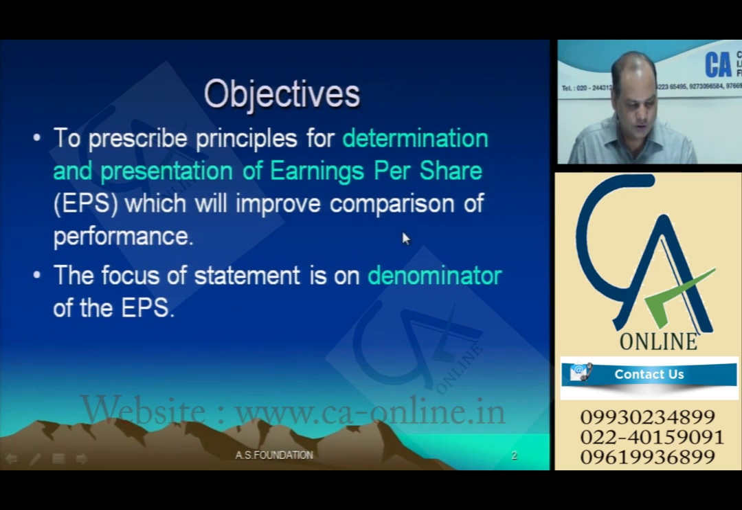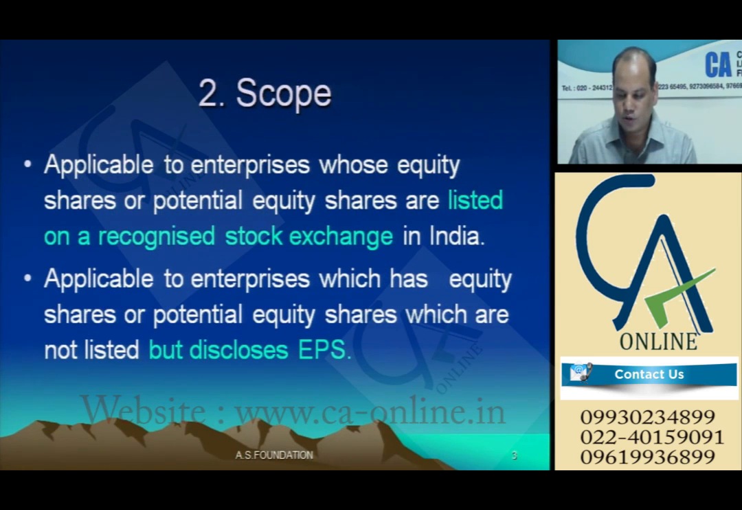What is the objective of AS 20? The objective is, as I said, to help you to learn how to determine the EPS, how to present the EPS. Okay, so determination and presentation of EPS which will improve comparison of performance. The focus of the statement is on the denominator of the EPS. What is written in the denominator of the EPS calculation? Number of shares. So you will say that maximum space has been devoted to calculation of number of shares, because the number of shares keeps on changing during the year for different reasons.